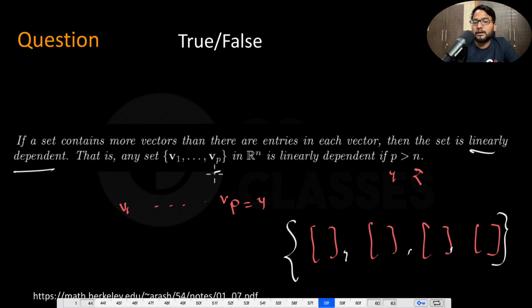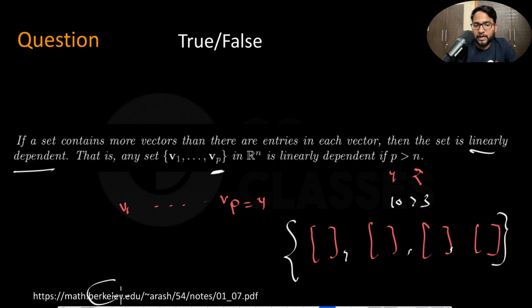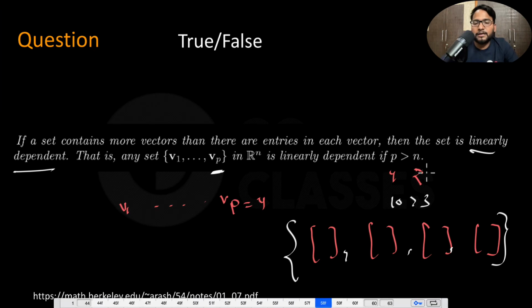Basically, the number of vectors is far more than the dimension, which means 4 vectors in R2, or anything you can take, maybe 10 vectors in R3. If n is 3 and p is 10, then 10 vectors in R3, definitely it is linearly dependent. See, this question is also very nice, that I have taken from Berkeley University. So I hope you understood this question. You just take the value of p and n. If you are not comfortable with p and n, you can take any values such that p is greater than n, and then you can solve this question, right?